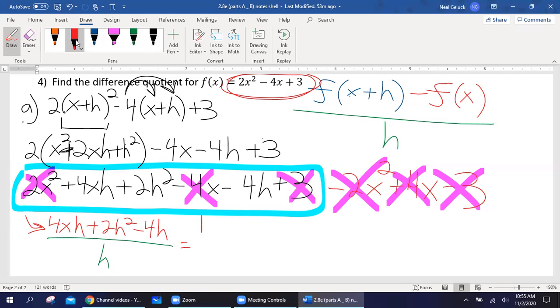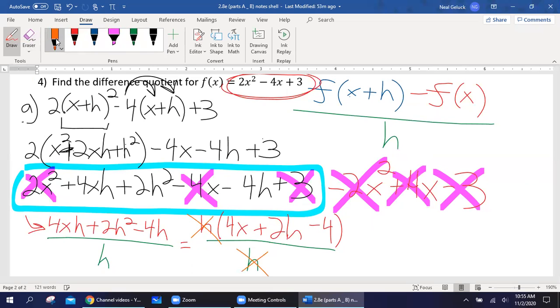But I can factor an h out of all the red stuff. And that'll leave me with 4x plus 2h minus 4, and that's all over h. And now I can cancel these h's out, which notice that seems to be happening every time. That h cancels out with that h. And so my difference quotient for this last problem is 4x plus 2h minus 4.